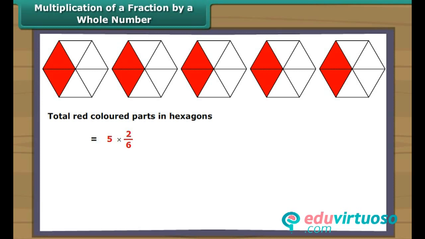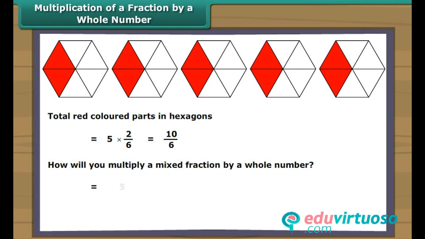We can also find this by multiplying 5 with 2/6. Thus, to multiply a whole number with a proper or improper fraction, we multiply the whole number with the numerator of the fractions, keeping the denominator same. But how will you multiply a mixed fraction by a whole number? In such cases, we first convert mixed fraction to an improper fraction and then carry out the multiplication.